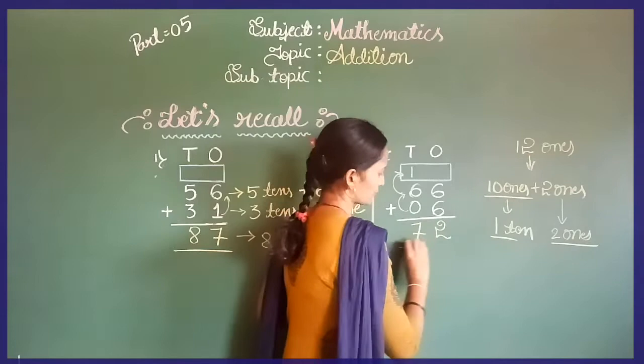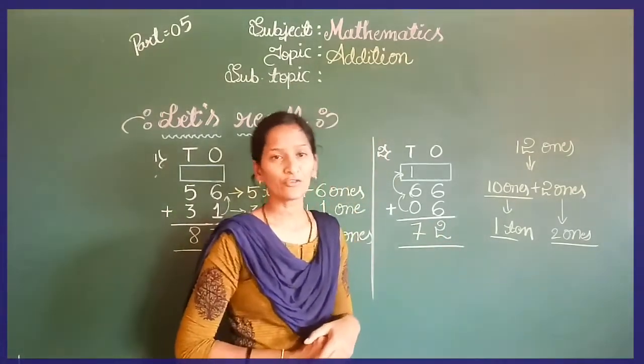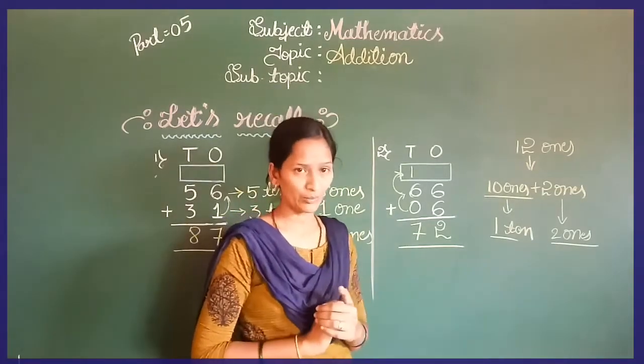6 plus 1 is 7. So which is our sum? 72 is our sum. It is the addition of two-digit numbers with regrouping.